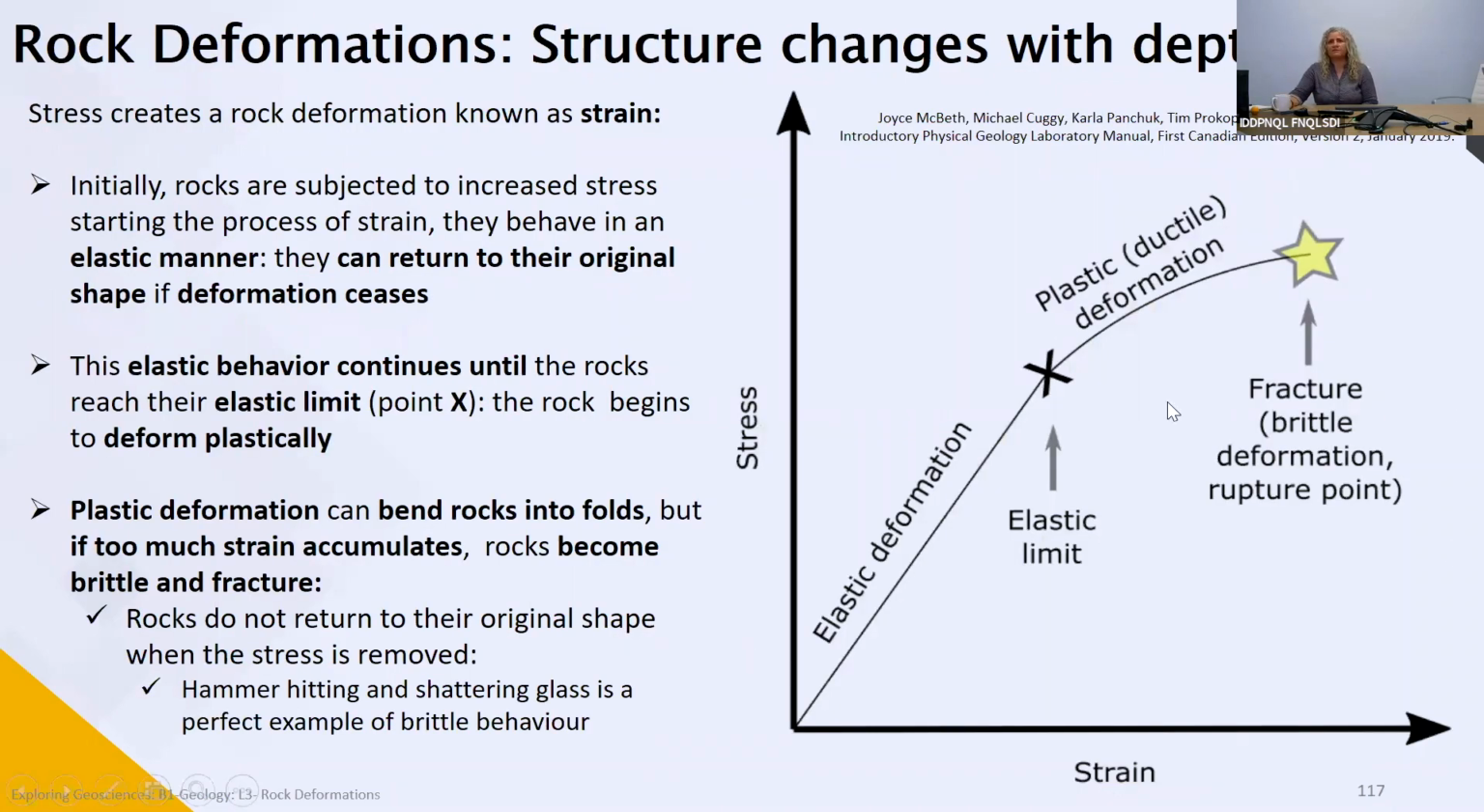So what you have to understand basically between stress and strain is that structure changes with depth. Once you're at the top, surface, subsurface, the deformation is fracture-like, brittle-like, until what we call the rupture point, which is the X here, which is the difference between the brittle and plastic ductile deformation and the elastic deformation.